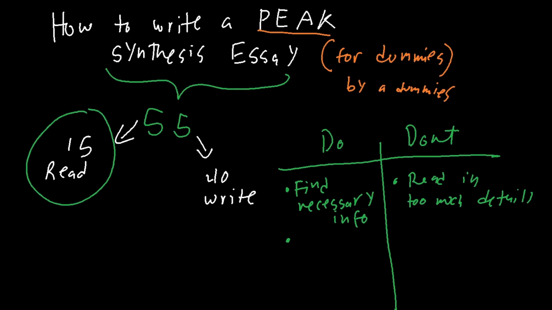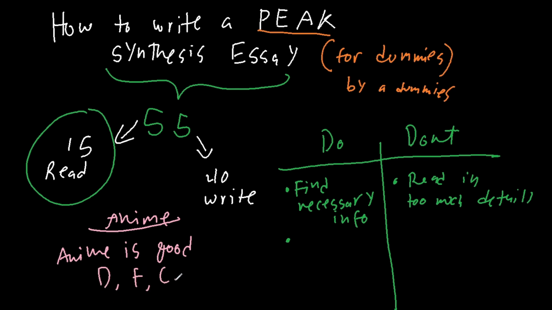So let's give a little example. Let's say our topic for the whole essay is anime, the value of anime. This isn't necessarily an argument, but it is a synthesis and you'll be given sources. So let's say you say anime is good. You're going to have to find a bunch of sources. Let's say sources D, F, C, B are for it, and sources A and E are against it. If you're for it, you only want to find necessary information for it.